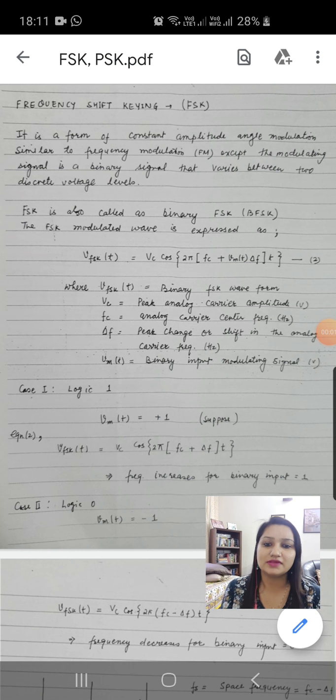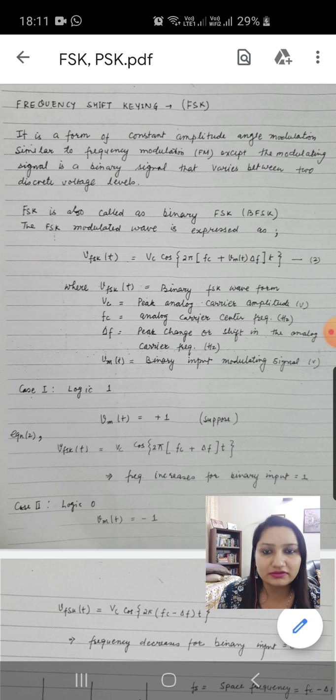Good evening students. So now let us start with the next topic, that is the frequency shift keying. So what is the frequency shift keying? As we discussed in ASK, there is an analog carrier wave at the input and there is a digital or binary modulating signal, or the information signal. These are the two inputs. One is the analog carrier, another one is the digital modulating signal.